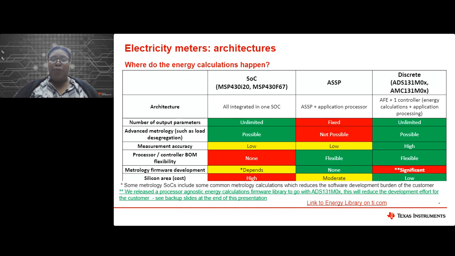But with this solution, you will need to also have the processor metrology to go along with this solution. And then finally, we have the discrete solution, which is what we will be discussing more in depth, which goes with the ADS131M0x and AMC131M0x families, which provide you an unlimited amount of parameters. It allows you to have advanced calculations, hence making electricity meters smarter. It also is very high in accuracy and also provides a lot of flexibility when it comes to your solution that would work better for your system.